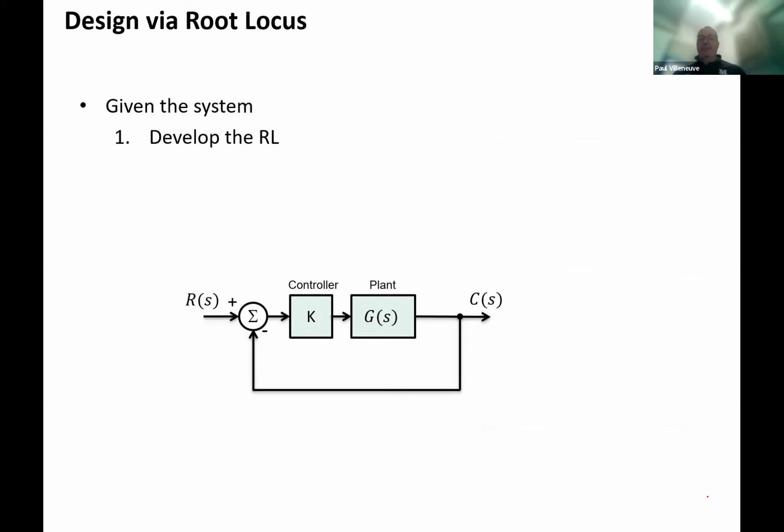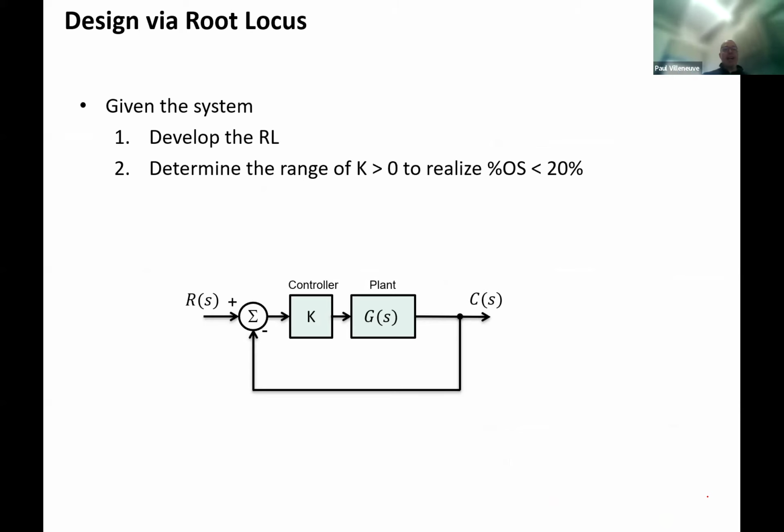All right, let's build a root locus for a basic system. So we've got a controller gain, it's variable. We have to be given what the open loop transfer function is. We'll give you that in a second. But then the next thing is, we want to determine a range of K that realizes our percent overshoot is less than 20%.